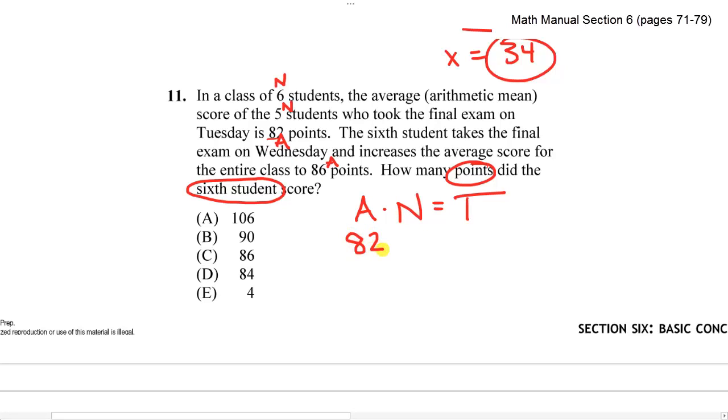I'm going to put that there. How many students made up that average? Well, there were 5 students that made up that average. So I'm dealing just with these 5 students having an average of 82 points. I'm dealing with that phrase right now.